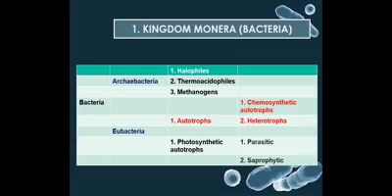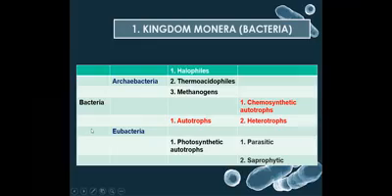In the Eubacteria, there are autotrophs. In the autotrophs, two groups are there: chemosynthetic autotrophs and photosynthetic autotrophs. The second group is heterotrophs. One is parasitic, another one is saprophytic. Don't get confused, this is the first group and this is the second group. Like that, the bacteria are being classified.